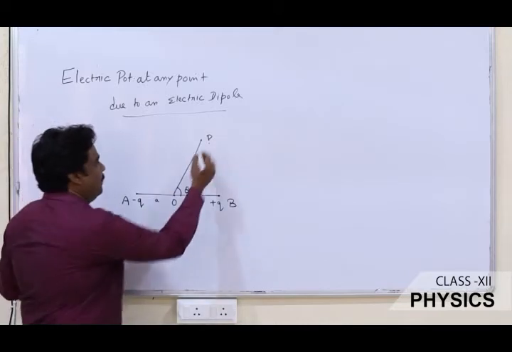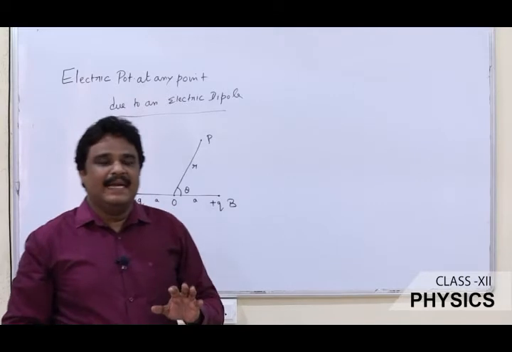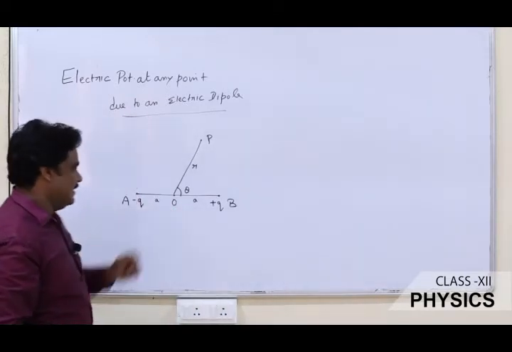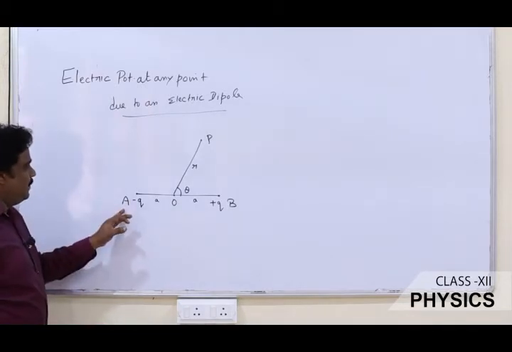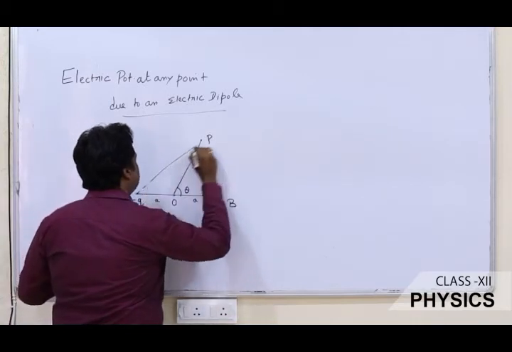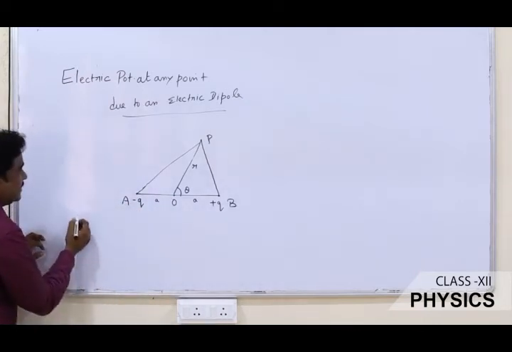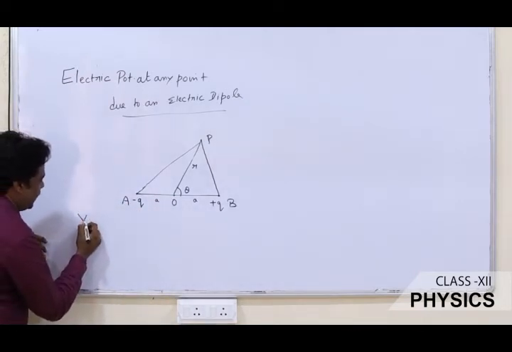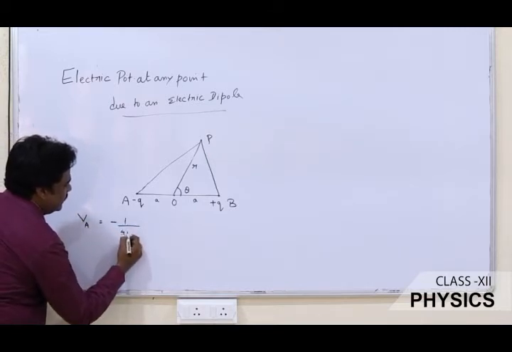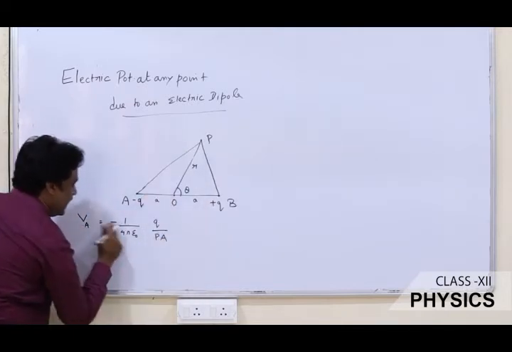Once again, this is my second consideration. I'm going to consider a point P where I want to know the electric potential. Point P is at an angle theta with the dipole, and it is at a distance r from the center. Now you know the potential at P will be due to minus Q as well as plus Q. So I'm going to write the contribution due to both charges. The potential at P due to minus Q, I can write as VA, which is 1 by 4 pi epsilon naught, Q by the distance PA.